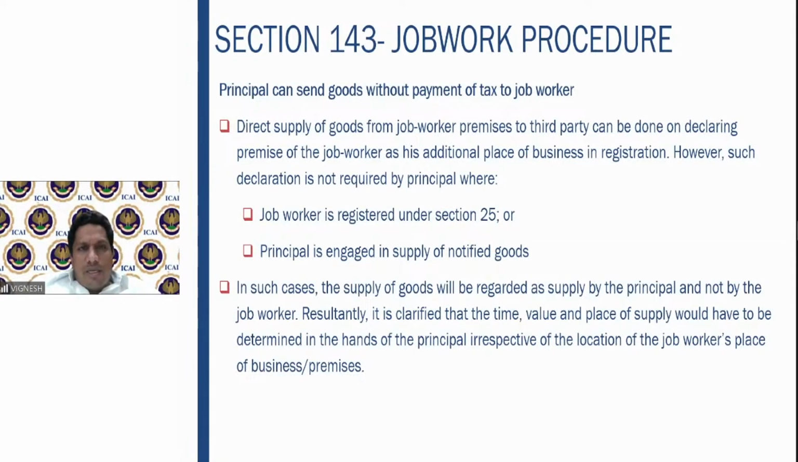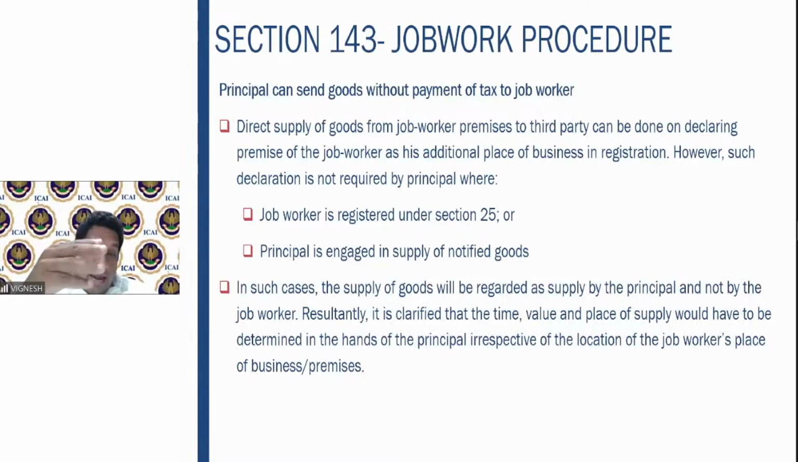The moment you are registered under GST, in your GST certificate, they give what is called a principal place of business, and the option for an additional place of business is also given. In this particular situation, the direct supply can be done on declaring the premises of the job worker as the additional place of business in registration. However, declaration is not required by the principal where the job worker is registered under GST or the principal is engaged in supply of notified goods. So therefore, the facility of additional place of business, how does it work?